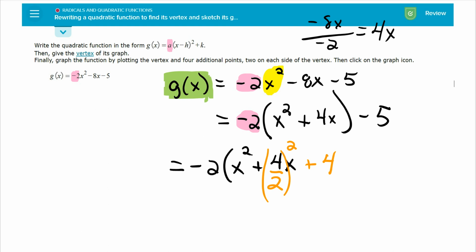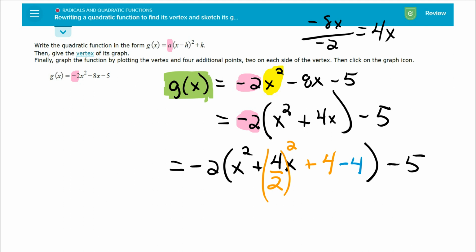All right? Now here's the weird part. You can't just add a 4. You would violate that rule that says what you do to one side, you have to do to the other, but you're not allowed to add a 4 to the other side. So to keep it in balance, I am going to have to put in a -4 there at the same time.